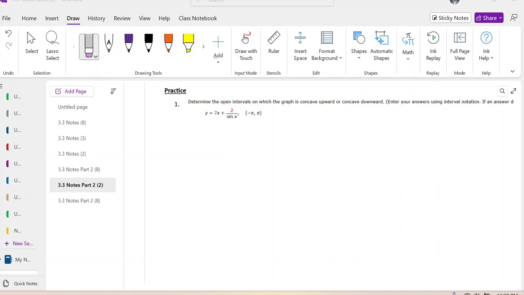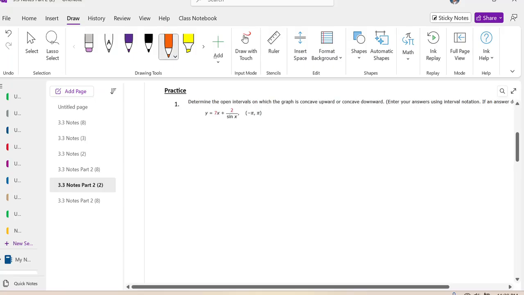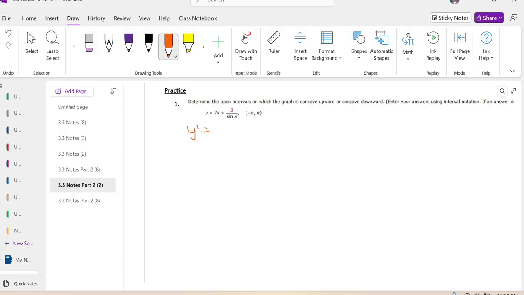Welcome to tonight's video. We're just practicing more on concavity. This time we're going to deal with a lot of trig functions. So remember, concavity is second derivative. So first derivative here is 7 plus 2 over sine x. Remember, that's the same as 2 cosecant x.